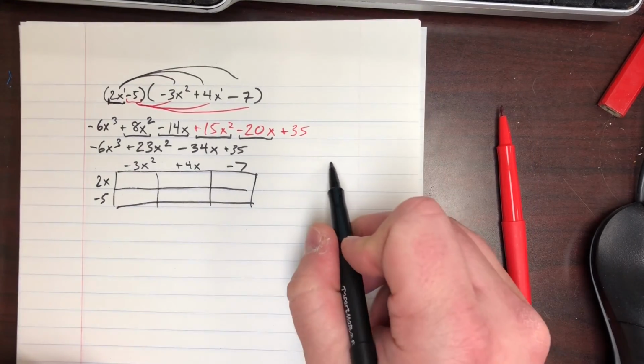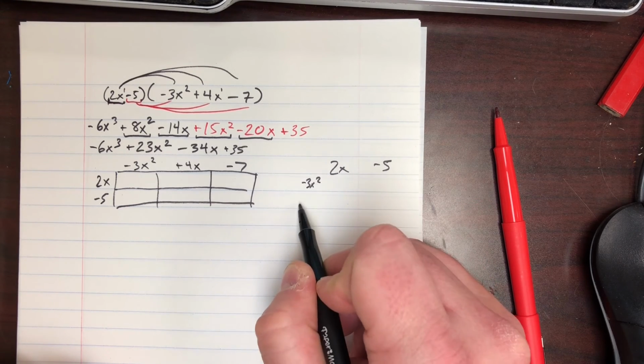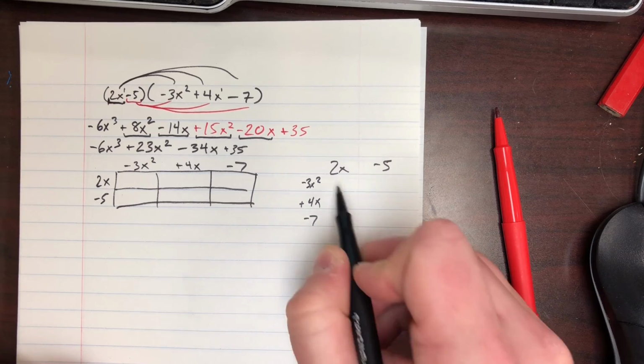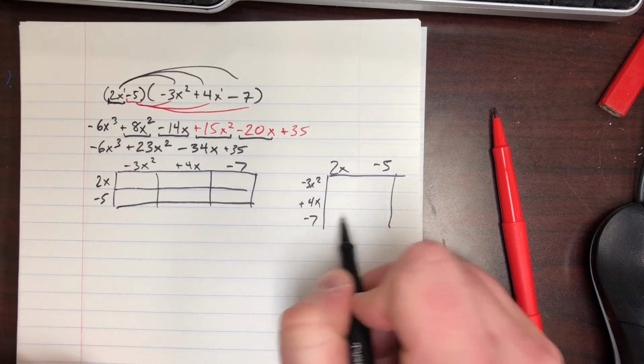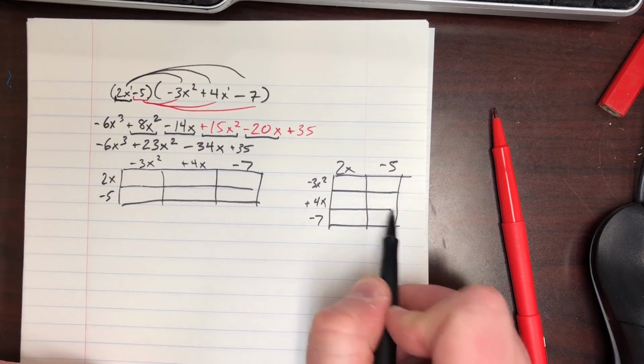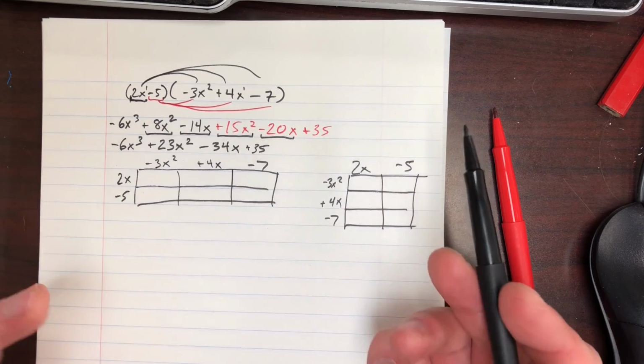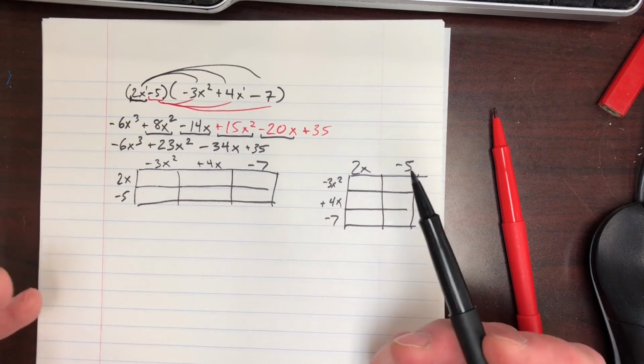If you would rather say 2x minus 5 and negative 3x squared plus 4x minus 7 the other way, if you prefer this, do this. It doesn't matter. Either way is good, and it's going to work out the same way. We're going to get the same answer, just a different way to approach it.